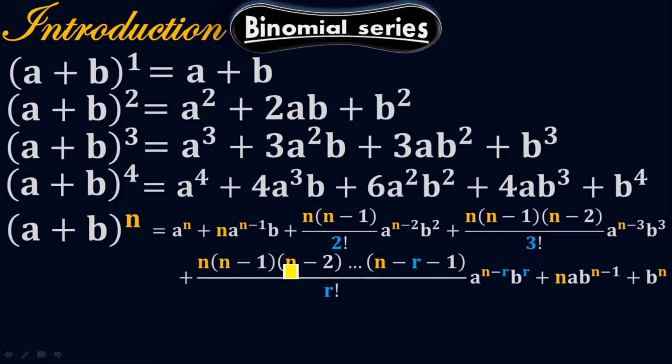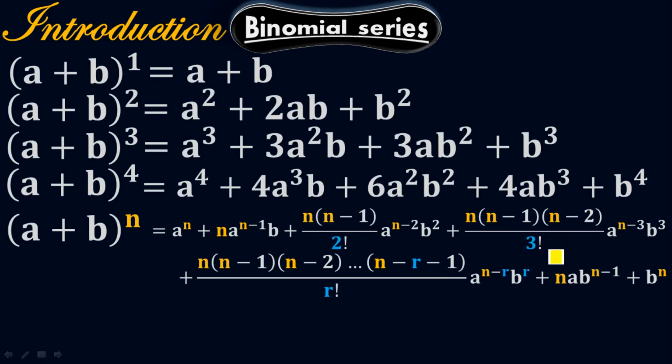This n into n minus 1 into n minus 2 up to n minus r minus 1 over r factorial into a to the n minus r times b to the r means that you can add more terms, which depends on the value of n. The more terms you have, the more you're going to have n minus 1, n minus 2, n minus 3, n minus 4, n minus 5, n minus 6, n minus 7, up to n minus r minus 1.